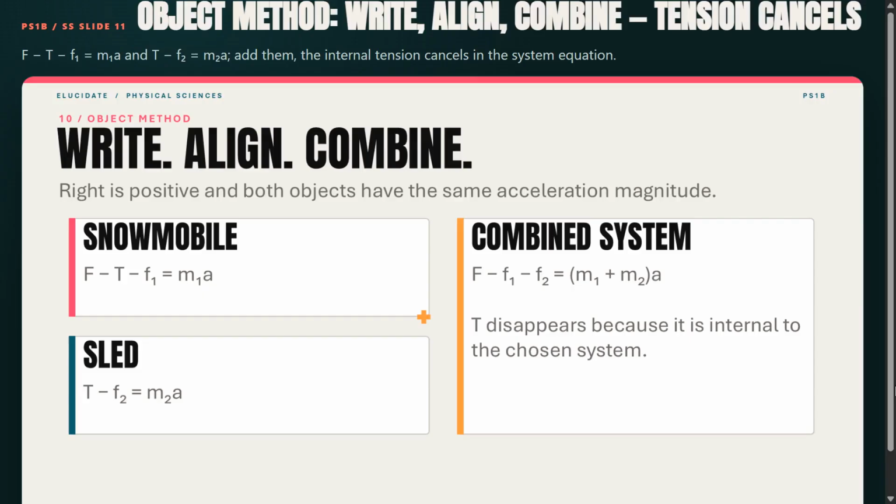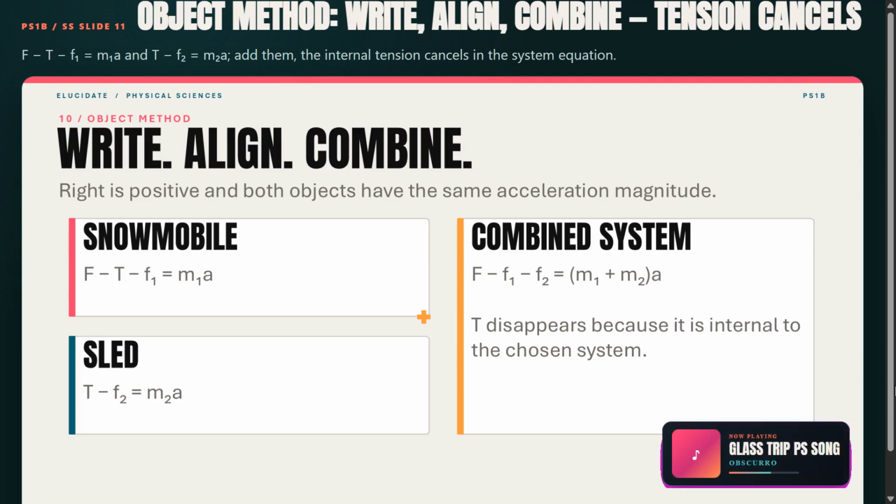This is the heart of the two-body method. Write one signed equation for each object with right positive. For the snowmobile, the engine force drives forward, while tension and friction pull back, so F minus T minus F1 equals M1A. For the sled, only tension pulls it forward and friction resists, so T minus F2 equals M2A.